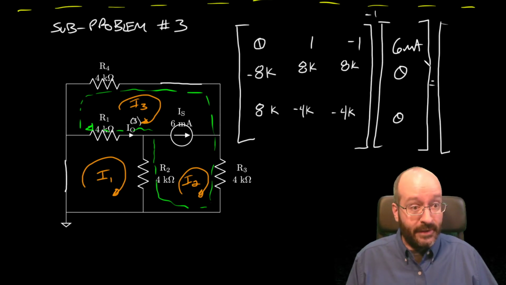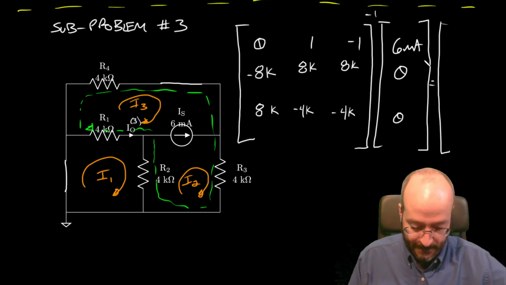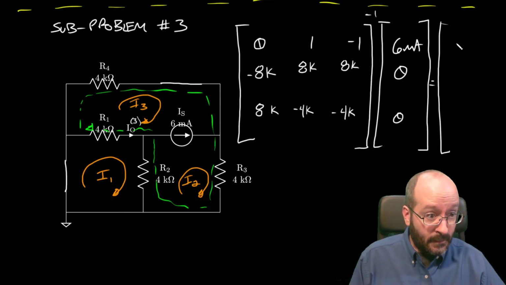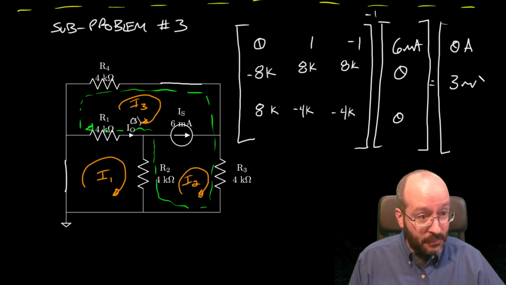Okay, 0, 1, -1, 6 mils, -8K, 8K, 8K, 0, 8K, -4K, -4K, and 0. That's 0 amps, 3 milliamps, and -3 milliamps.